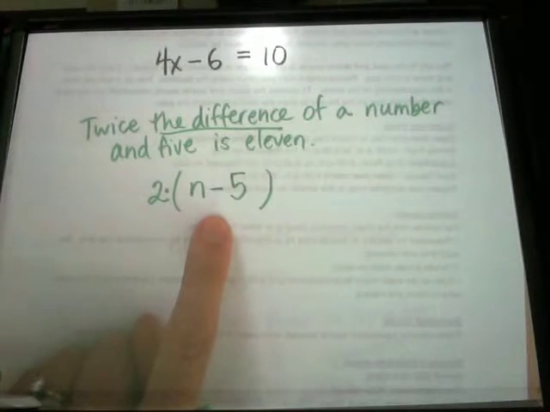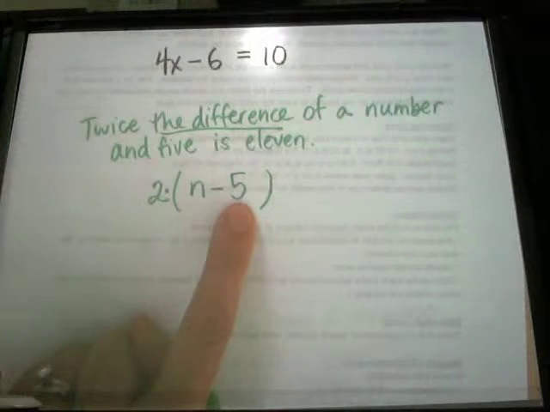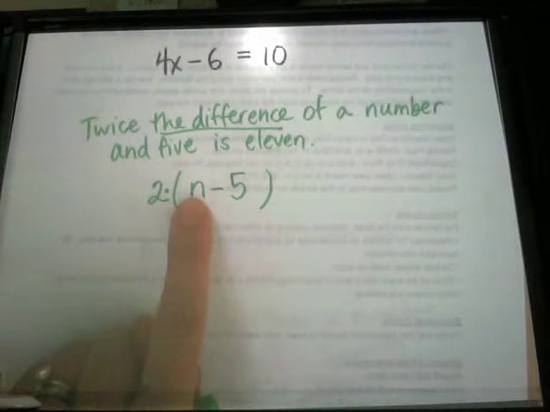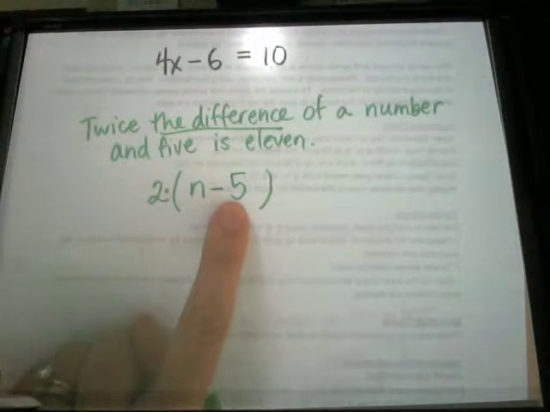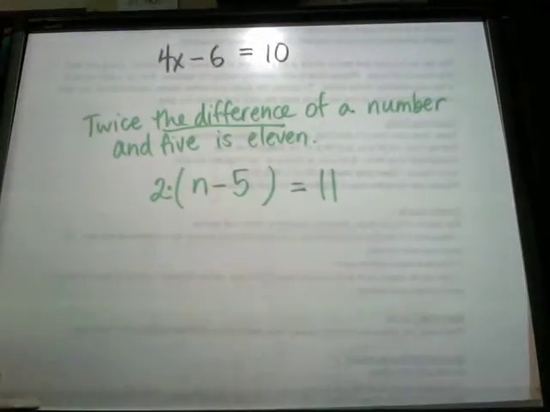In this case, it just goes in order. A number and 5. The difference of a number and 5 is 11. Is, in this example, is the equals.